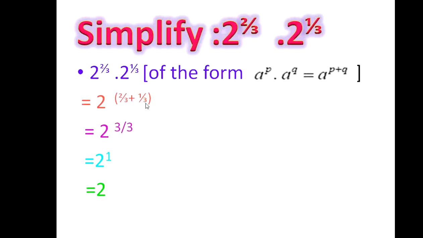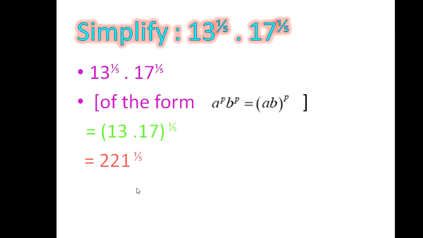So how to add two different fractions? You have to take the LCM of the denominators. Here the denominators are the same, both are 3. So you can take 3 as the denominator and the numerators you have to add. Okay, so 2 plus 1 is 3. So 3 by 3 you are getting. 3 by 3 is 1, 3 and 3 will get cancelled. So you will get 1. So 2 to the power of 1. So the final answer is 2. Understood?